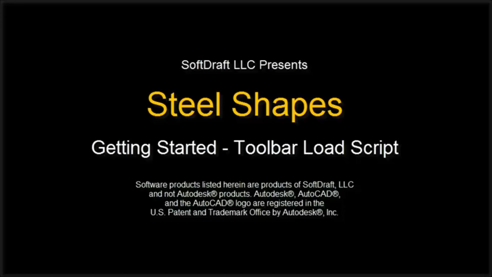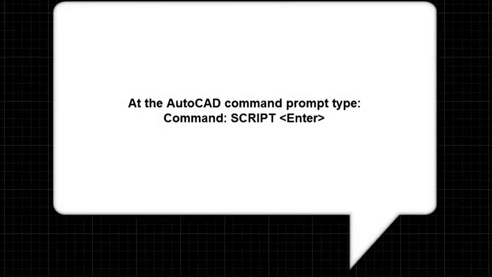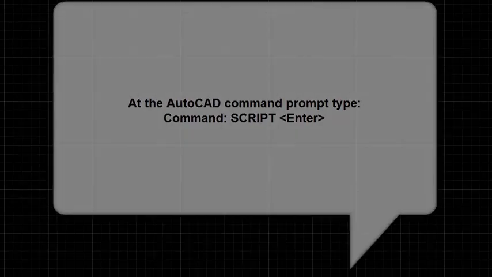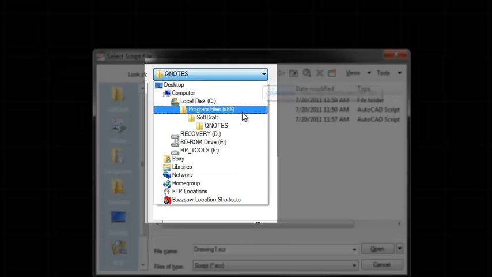This video is the getting started. We're going to load the toolbar using the provided script file. So at the AutoCAD command prompt, we're going to type the command script. This will then bring up the script dialog.